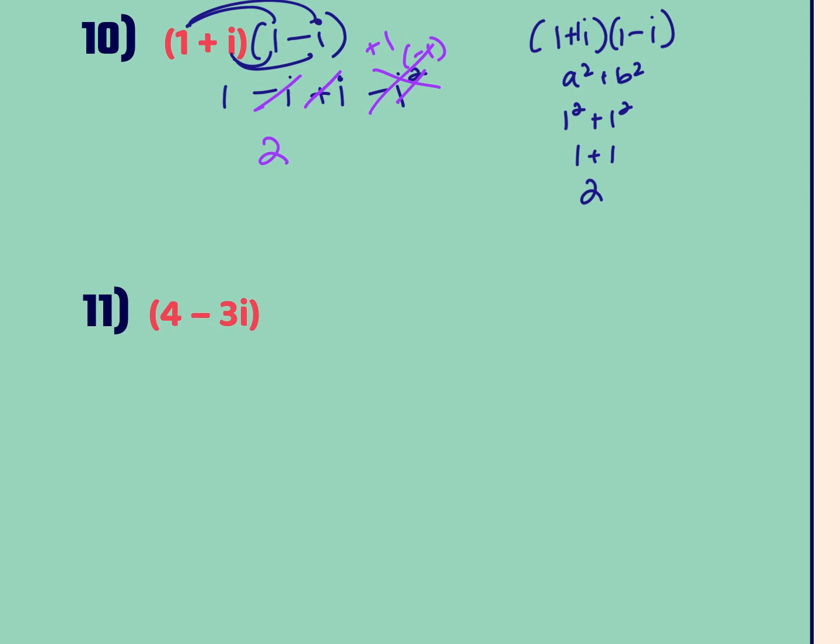All right, let's look at 11. This is 4 minus 3i, so the conjugate here would be 4 plus 3i. Now let's try our shortcut. a would be 4 squared. b would be 3. Now the sign doesn't matter because it's going to be squared, so it would always go away anyways. And then I put a plus between them. 16 plus 9 is 25.